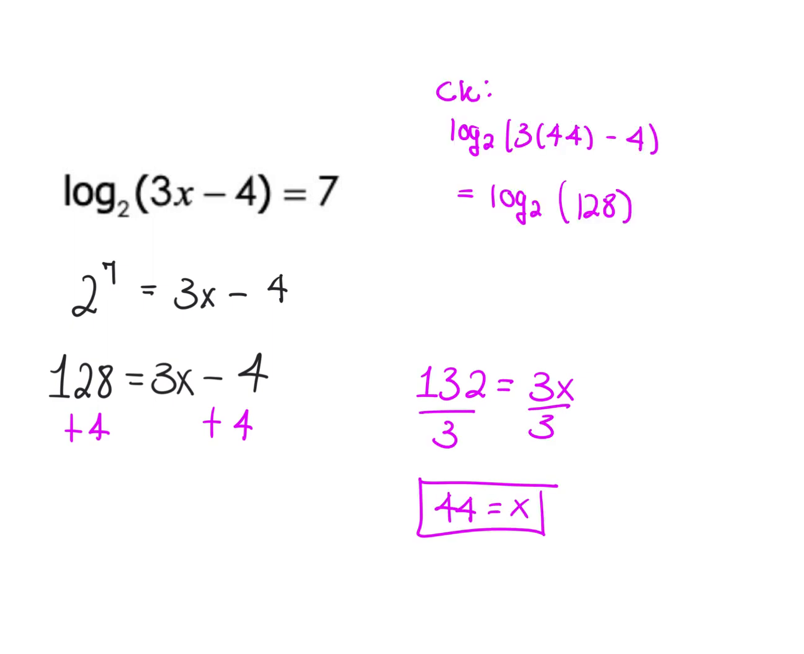We can go ahead and plug in 44. We get log base 2 of 3 times 44 minus 4, which is log base 2 of 128. So we need to think of what number 2 to what power equals 128, and that's going to be 7. So we did this right.